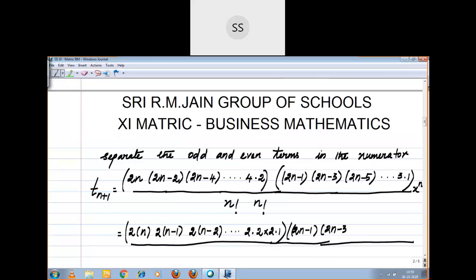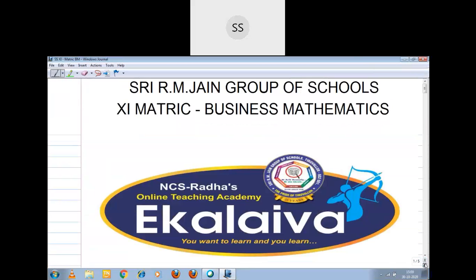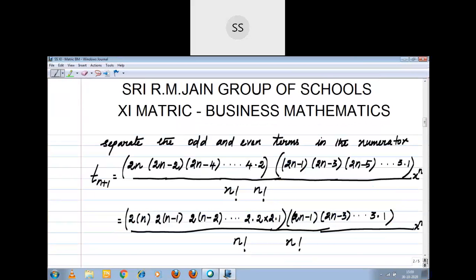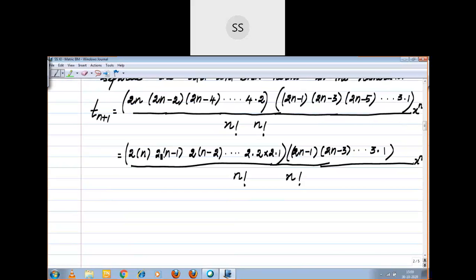Divided by, first we will finish it up. Right? This, then. Here there is no change. Let it be as such. 2n minus 1, 2n minus 3, etc. 3 into 1. Here x power n, n factorial divided by n factorial. See here, in the numerator, you are taking 2 as common. How many times you are going to take 2 as common, children? See?